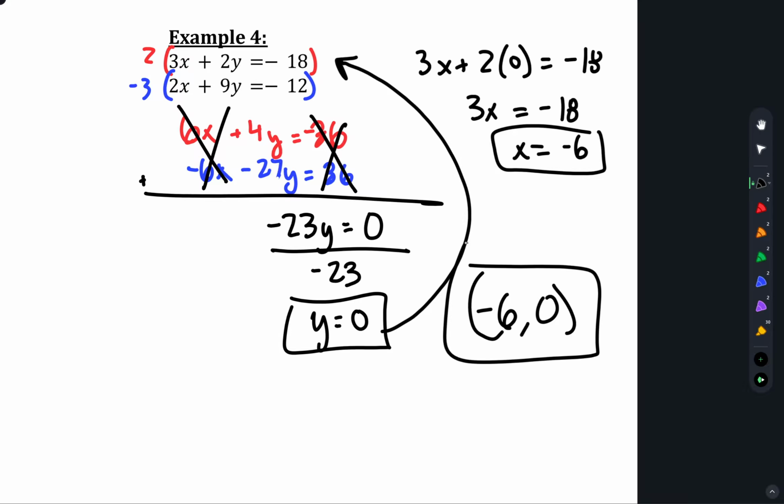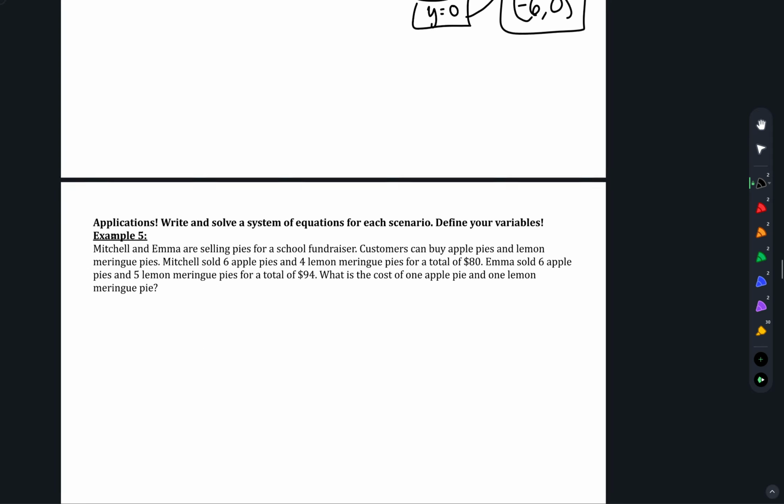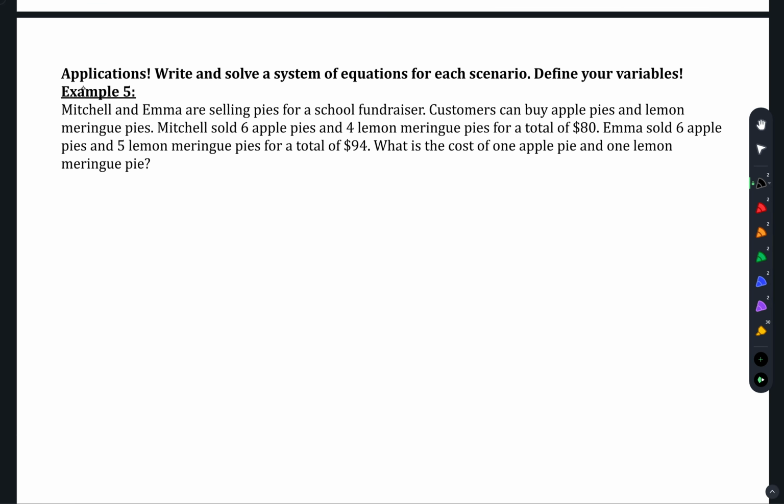Any questions on those? Flip it over, we're going to do the word problems. I still think that the hardest part we're still struggling with is setting up the equations. I feel like once we get the equations, we're good at solving, but let's make sure we got this setting up part down. So we've got 2 people, they're selling pies for a fundraiser. They have apple pies and lemon meringue pies, and we're told how many pies each person sold of each and how much money they made. The last question says, what is the total cost of 1 apple pie and 1 lemon meringue pie?